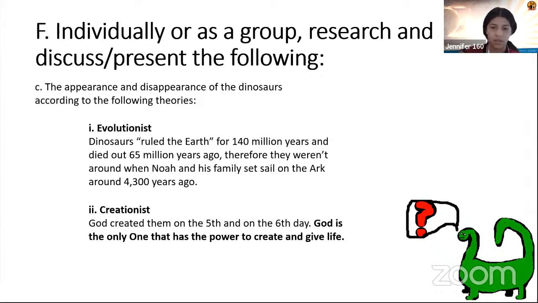In evolution, the story we have all heard from movies, television, newspapers, and most magazines and textbooks is that dinosaurs ruled the earth for 140 million years, and they died out 65 million years ago, and therefore they weren't found when Noah and company set sail on the ark around 4,300 years ago. However, the Bible gives a completely different view of Earth. Regardless of their size and fearsome appearance, God evidently did create them on the fifth and on the sixth day.